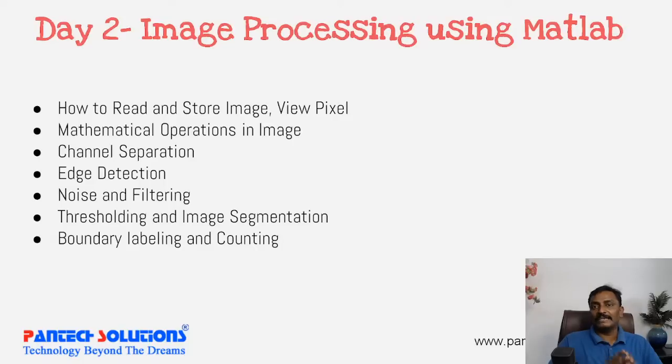How to separate red, green, and blue channels in an image, and how to perform edge detection using the Canny algorithm and Sobel algorithm. How edge detection works, and how to add noise to the image, like salt and pepper noise, different types of noises, and Gaussian noise. And how to filter the noise by using median filter and other filters. So that will be covered.